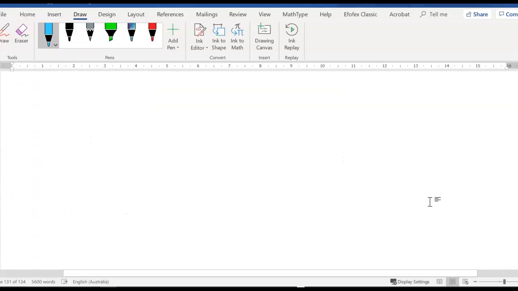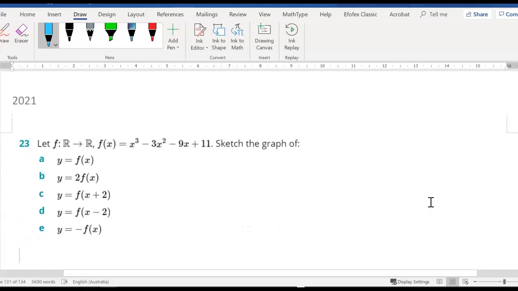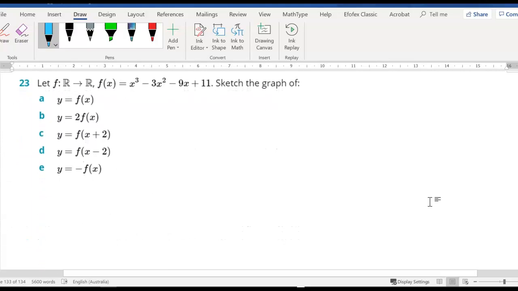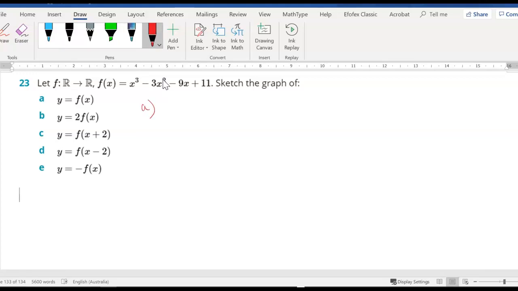All right, so we're going to scroll past those questions and focus on question 23, because question 23 is a really good question because it covers a lot of what you've learned so far. So we're going to focus first of all just on question A. The question is, let the function f(x) equal x cubed minus 3x squared minus 9x plus 11. So your domain is any real value.